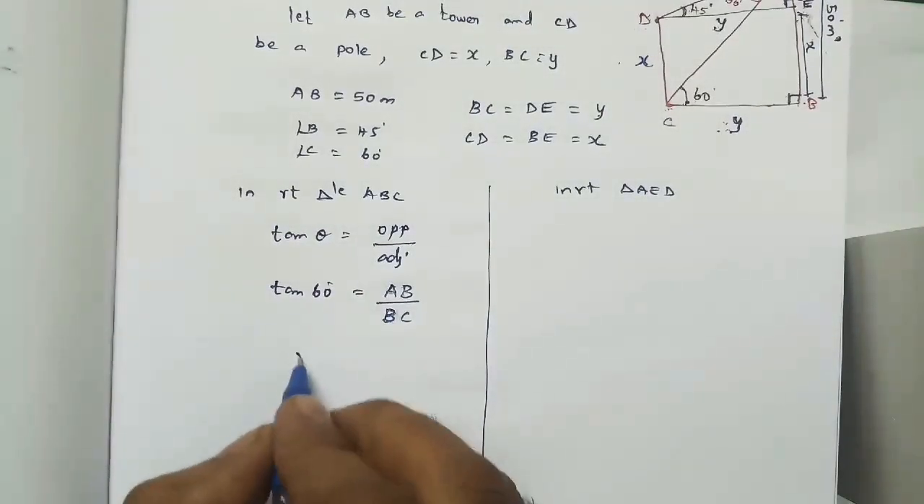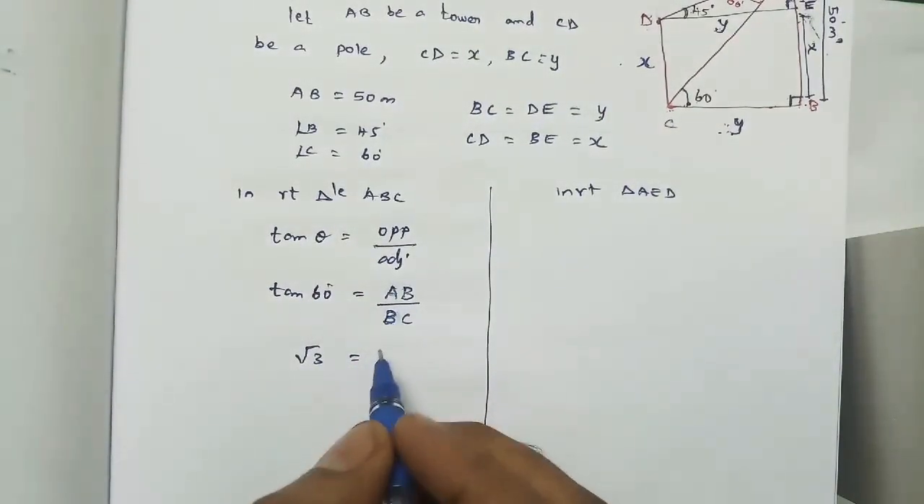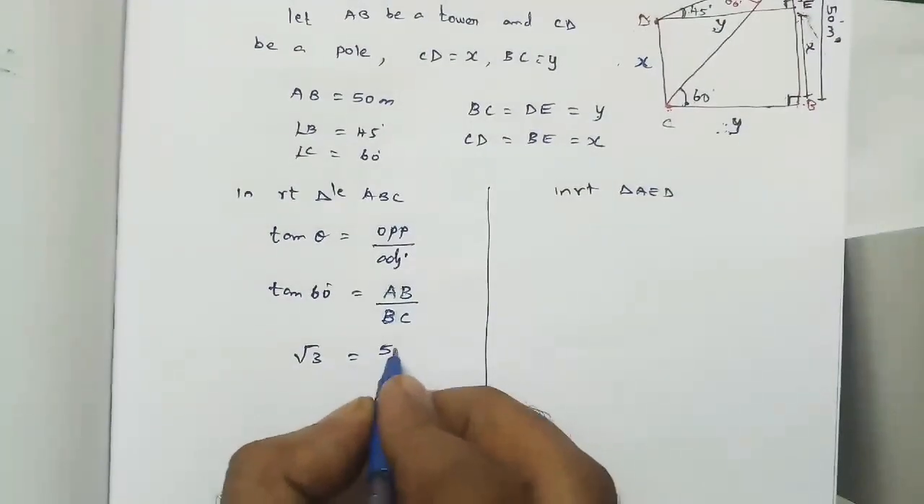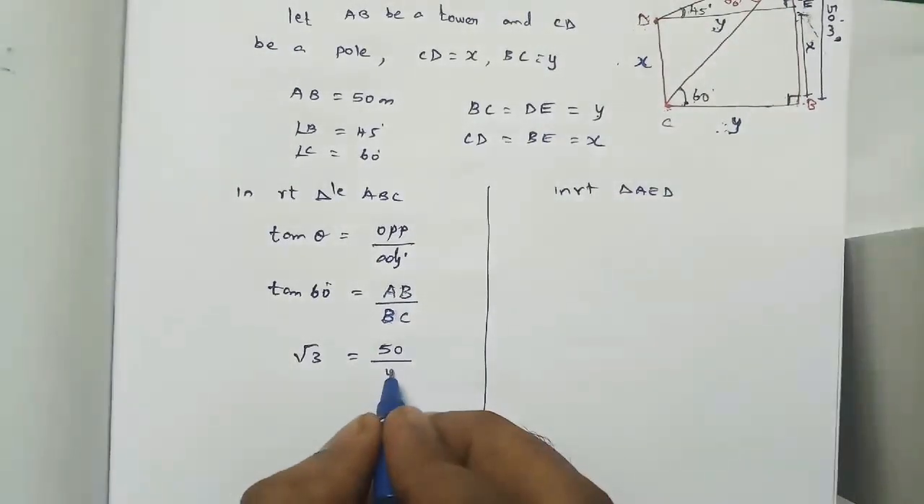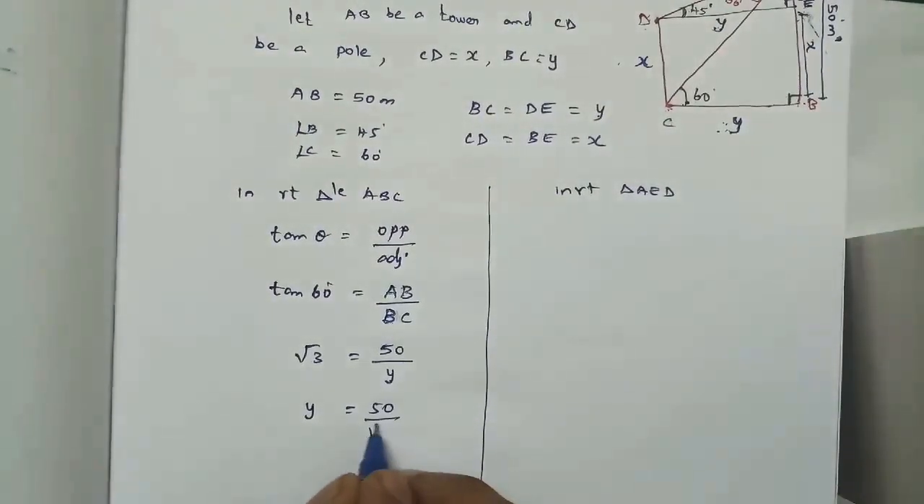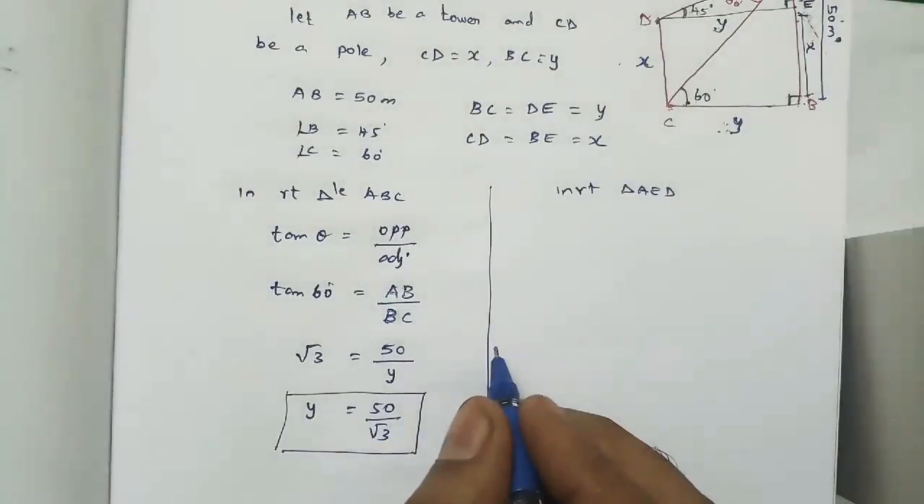Root 3. First you can write AB in terms of variables, then you can substitute, no problem. What is the value of AB? AB is 50 meters. So root 3 is equal to 50 divided by BC, which is y. So y is equal to 50 divided by root 3. I have found the value of y, so wherever y is needed, we can substitute.